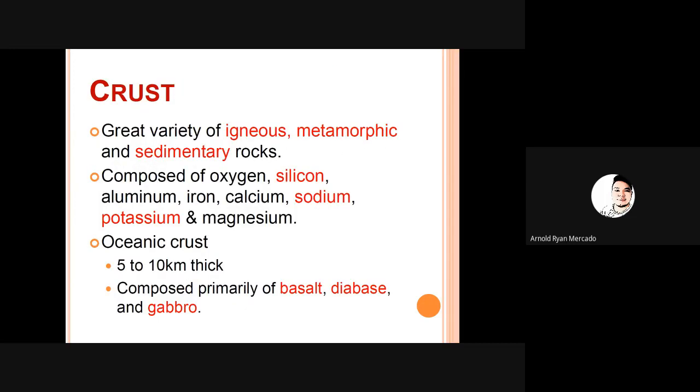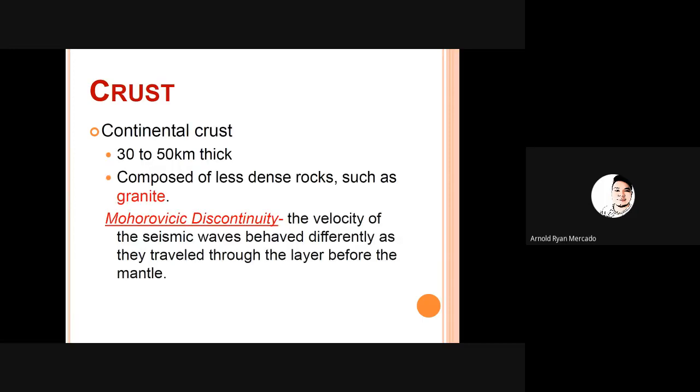Let's go with crust. Linawin natin kung anong crust. Actually, itong crust na to, itong tinatapakan natin, it's a variety of igneous, metamorphic, and sedimentary rocks. Composed siya ng oxygen, silicon, aluminum, iron, calcium, sodium, potassium, and magnesium. Meron din tayong oceanic crust. So, itong oceanic crust na to, 5 to 10 km thick, composed of basalt, diabase, and gabbro. Mga uri siya ng igneous rocks. So, ang crust ay meron ding continental crust. So, 32 kilometers thick naman ang kapal niya. Composed naman siya ng less dense rocks such as granite.